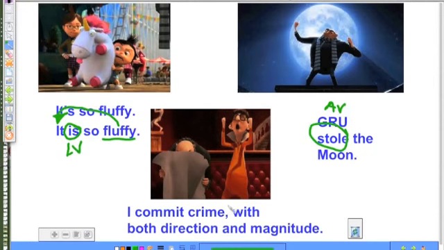Now, I commit crime with both direction and magnitude. That's what Vector says, okay? He's kind of a cool dude. So, commit what? Crime. Okay. Now, is crime a physical thing? Is that something he's actually doing? Yeah. When you talk about commit, that's an action, isn't it? Okay? I am crime, I was crime. Does that make sense? Or I was the moon. If you subbed in that, would that make sense? No. What about I am crime? No. That's one of the ways that you can tell, remember, if it's action or not.